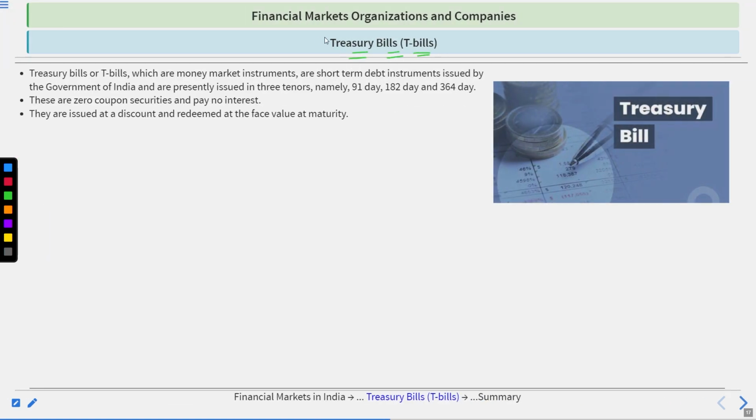Now the treasury bills, in short known as T-bills. The treasury bills or T-bills are money market instruments, short-term debt instruments issued by the Government of India, presently issued in three tenors, namely 91 days, 182 days, and 364 days. These are zero coupon securities and pay no interest, issued at a discount and redeemed at face value at maturity.